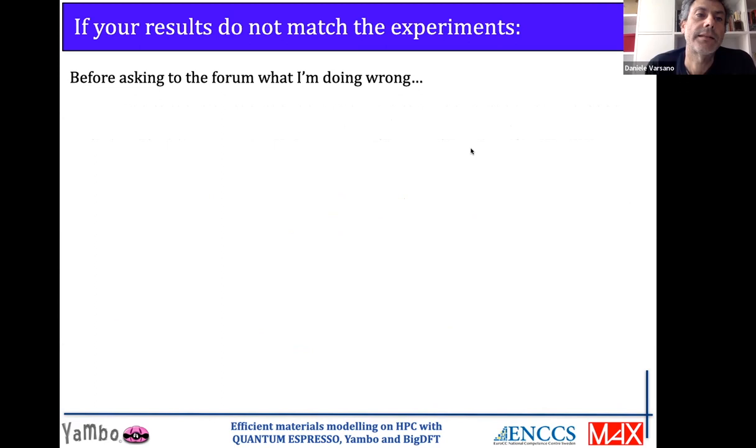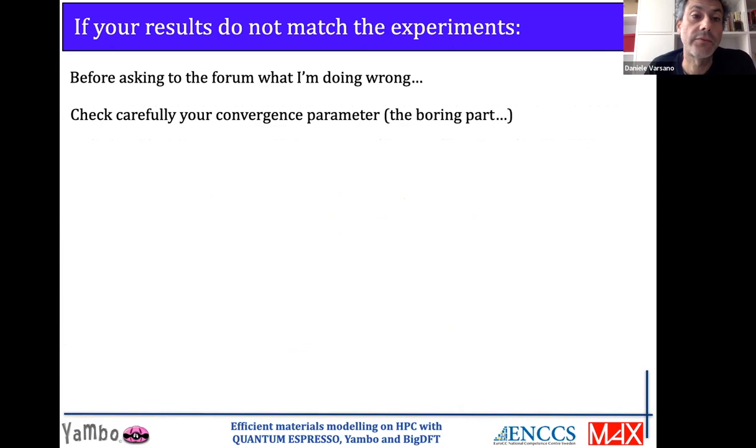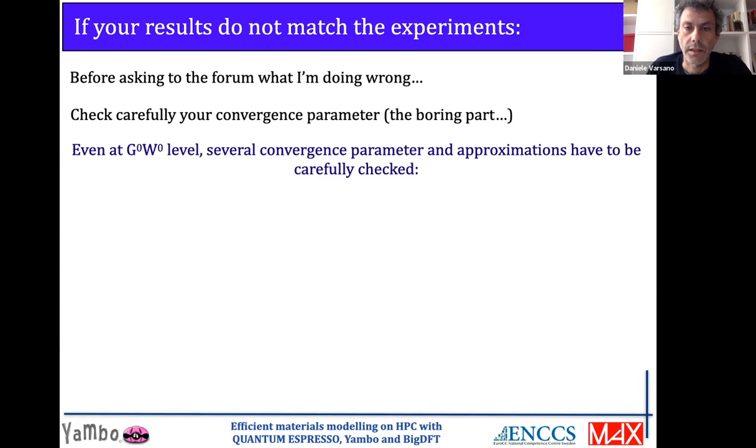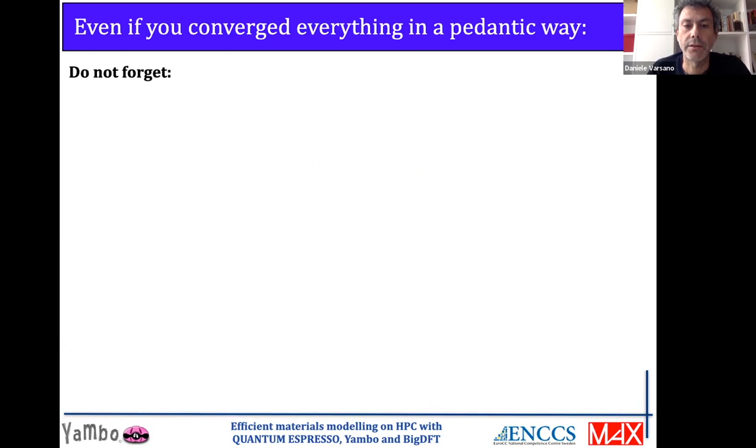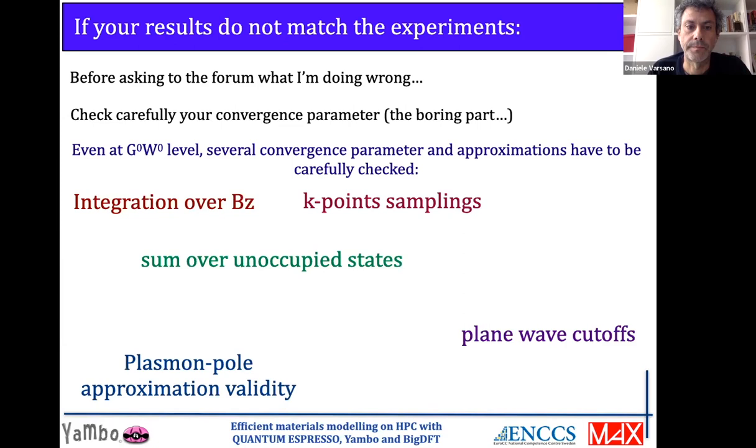Not everything is so perfect. If you don't get what you expect from a GW calculation, first of all, you need to carefully check your convergence parameters. This is very boring, but this is very, very important. I have to say that, unfortunately, in the literature there is a big presence of unconverged GW calculations. And this is maybe what makes a GW calculation cumbersome. Take care of several parameters. Besides the convergence parameters, here I report, as you can see, many of them. You will see some of them in the tutorial.